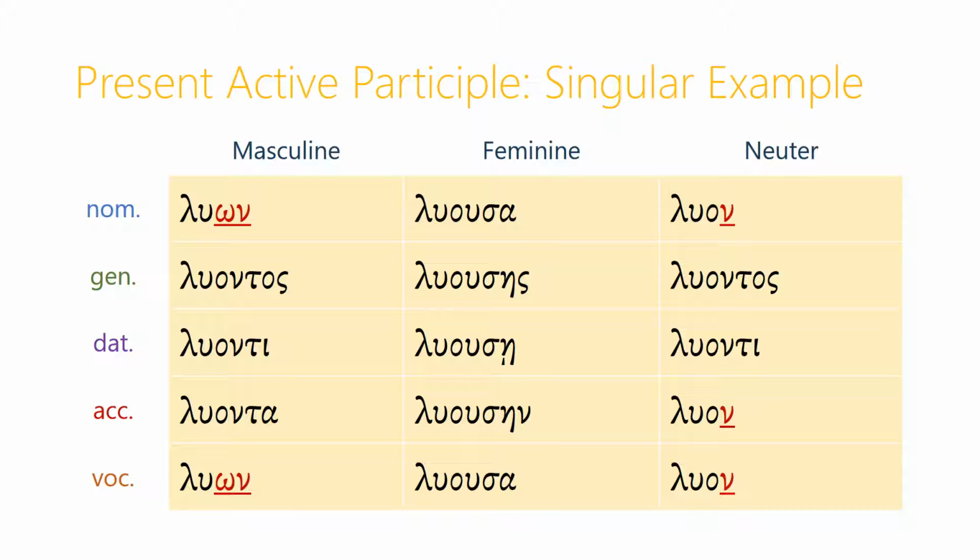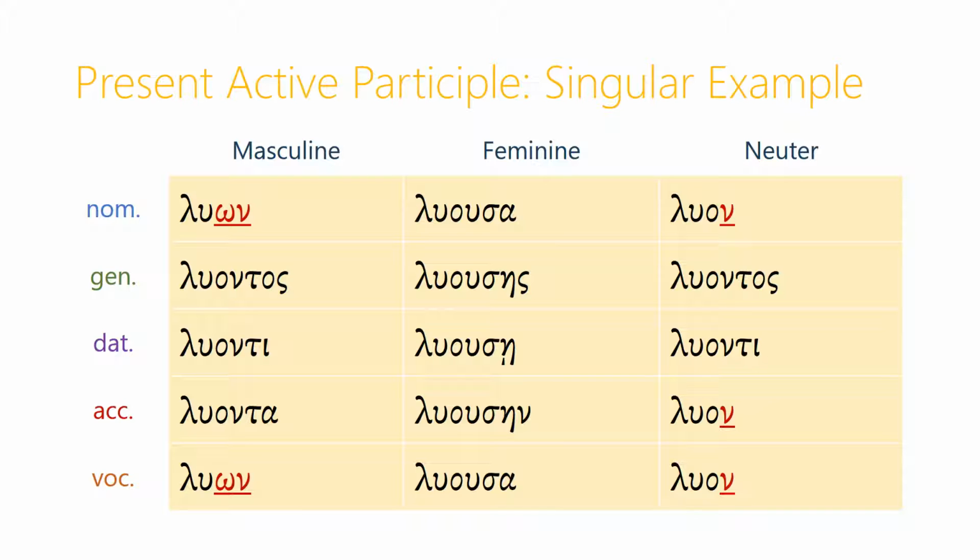Let's look at how these forms work out for a singular example, luo. And again, the point with these charts isn't to memorize every single word on the chart. It's to show us the patterns of forming these participles. So the first thing we want to notice is where the irregular endings are going to be.